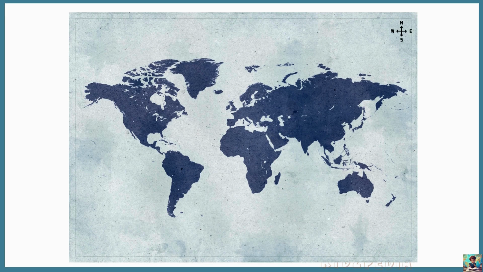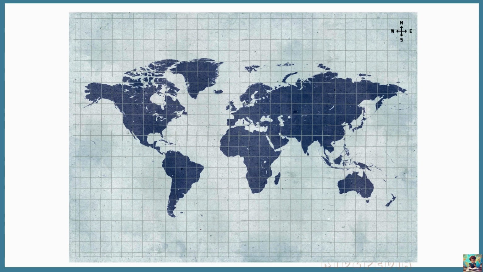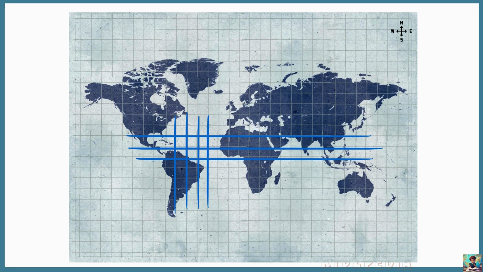So what are grid lines? Grid lines are imaginary lines drawn on a globe or map. They include parallels of latitude, lines that go east to west, and meridians of longitude, lines that go north to south. Together, these lines form a grid, just like the squares on a chessboard or graph paper. This grid helps us find the exact location of any place on Earth by giving its two numbers, its latitude and longitude. So grid lines make it easy to locate places on maps and globes.